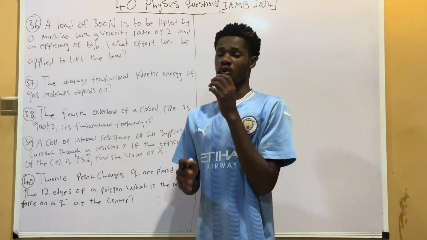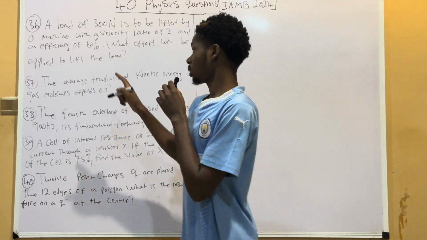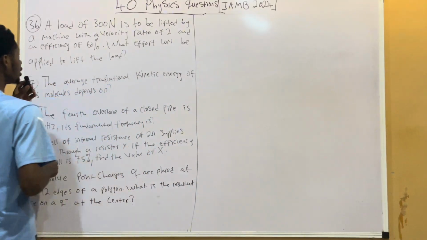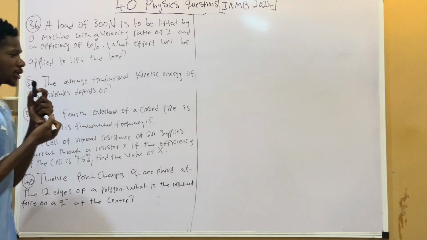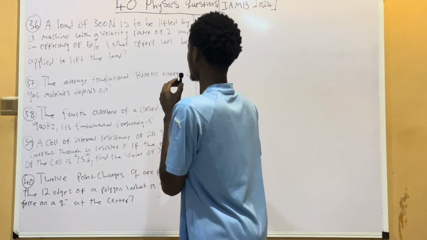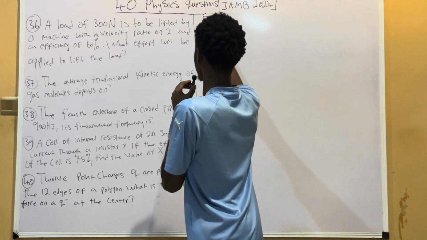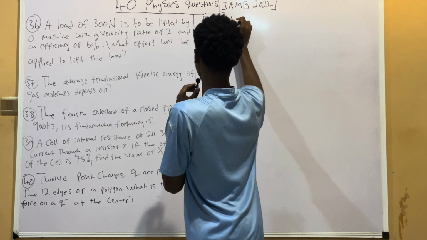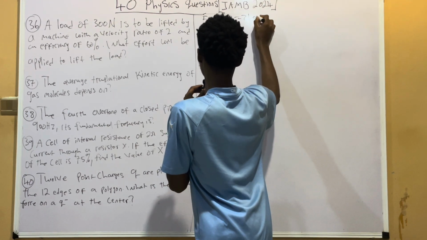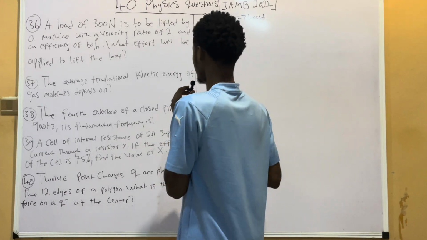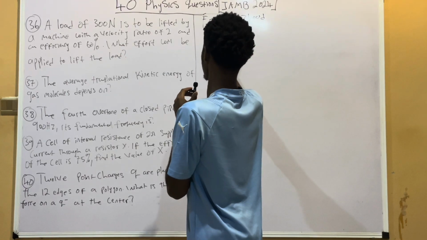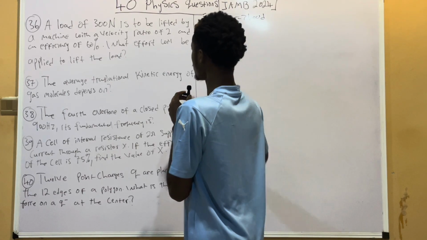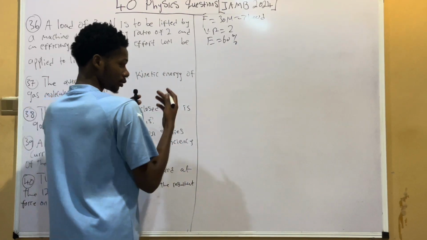Okay. For question 36, it says a load of 300 newtons is to be lifted by a machine with a velocity ratio of 2 and an efficiency of 60%. What effort will be applied to lift the load? Okay, this is a problem on machines. The problem is saying that the load is 30 newtons. This is the load that is to be lifted by the machine, and then the velocity ratio is given as 2. The efficiency is 60%. What will be the effort you require to lift the load?